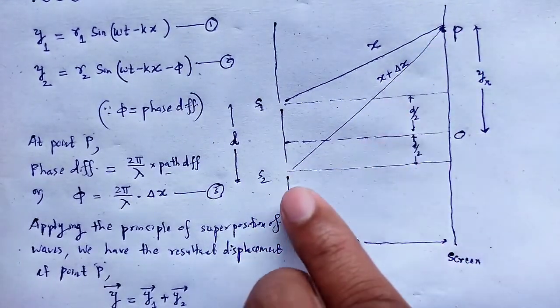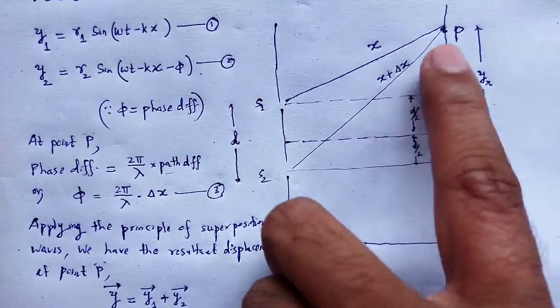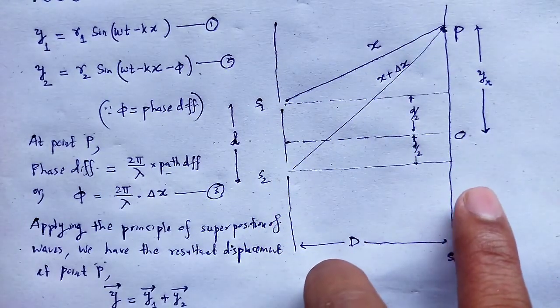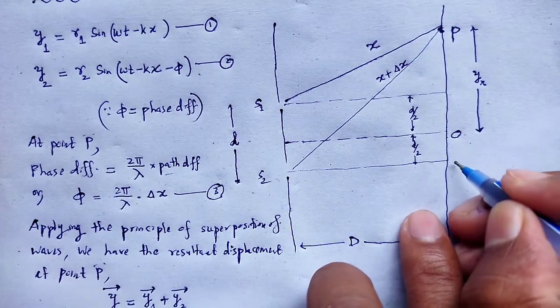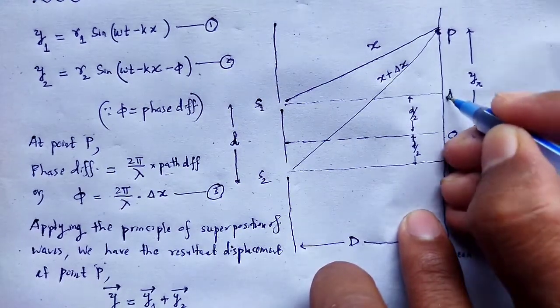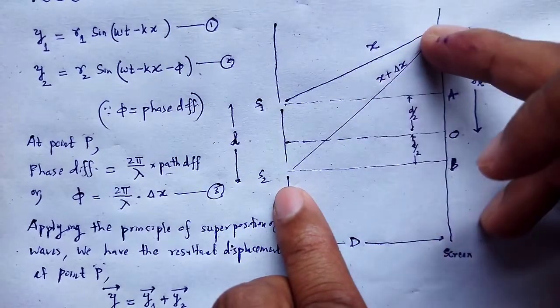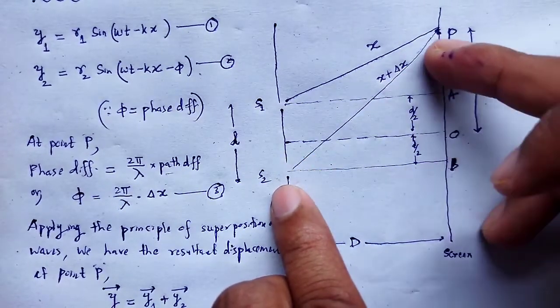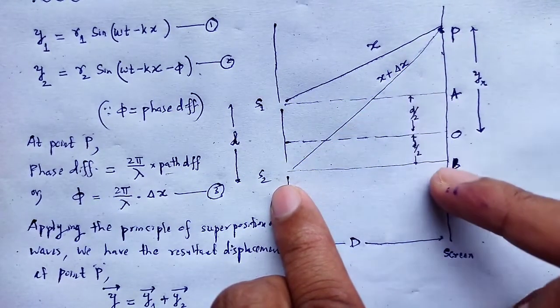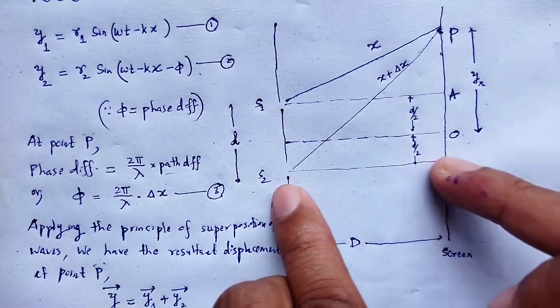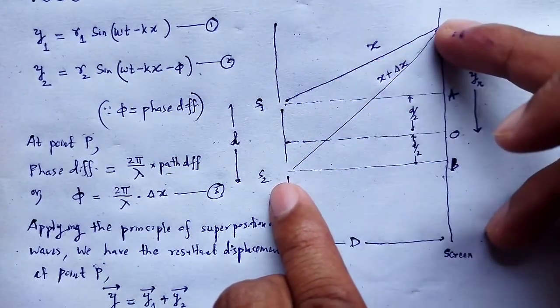S2P in triangle S2PB, let a point here be B, that is the point A. In triangle S2PB, that is the hypotenuse, that is the base, that is the perpendicular. According to Pythagoras theorem, that square plus that square is equal to that square.